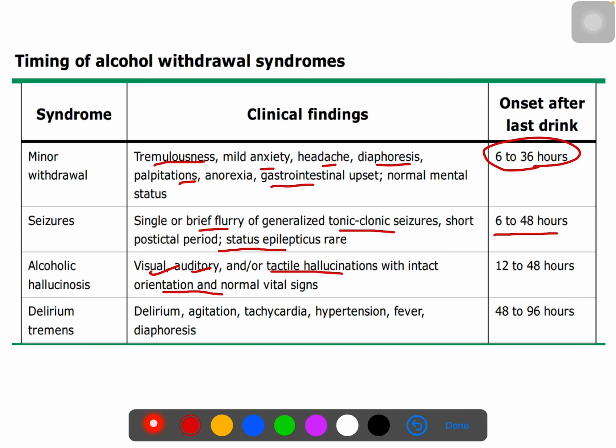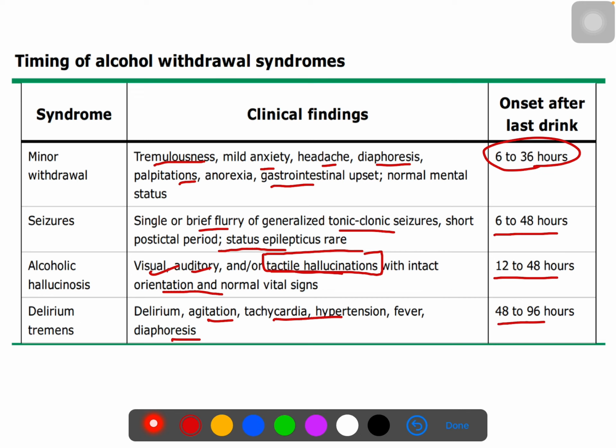Alcoholic hallucinations are visual, auditory, or tactile hallucinations with intact orientation and normal vital signs. These tactile hallucinations are more common in the emergencies. The patient will complain that spiders are moving on their body, and this occurs at 12 to 48 hours. And delirium tremens has delirium, agitation, tachycardia, hypertension, fever, diaphoresis, which occurs 48 to 96 hours.